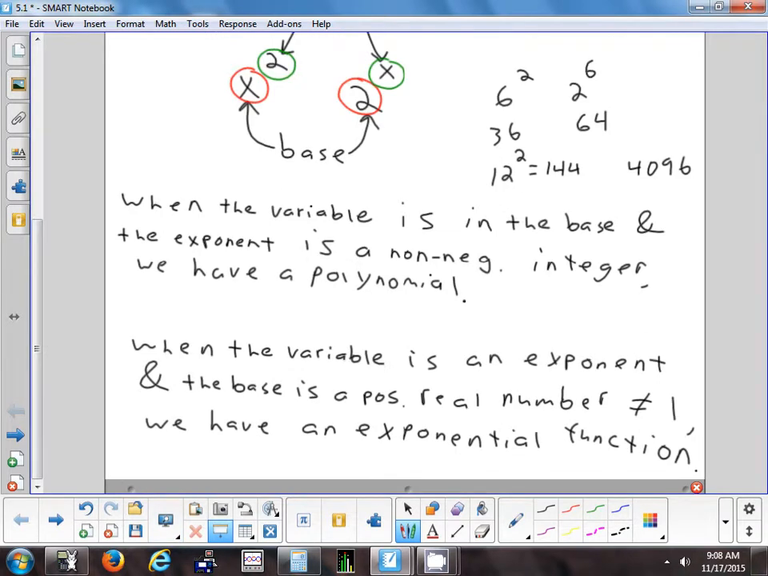Why couldn't I make the base 1? What would happen if I had the expression 1 to the x? Yeah? It would always be 1. 1 times 1 times 1 times 1, it just stays 1. It doesn't matter how many times you multiply it. So if your base is 1, it doesn't grow. But your base can be any positive number you want except 1, and your exponent has to be a variable. And that's called an exponential function.